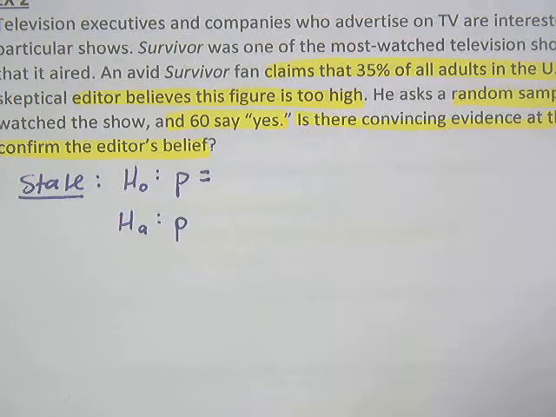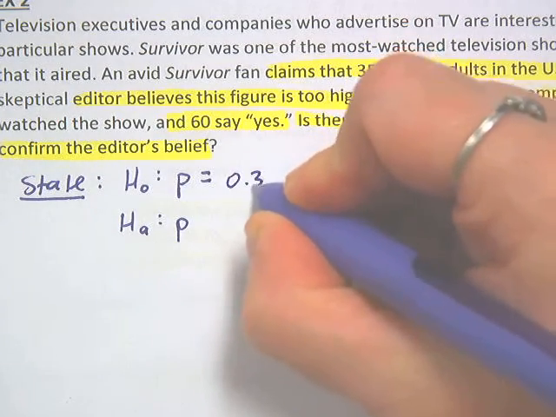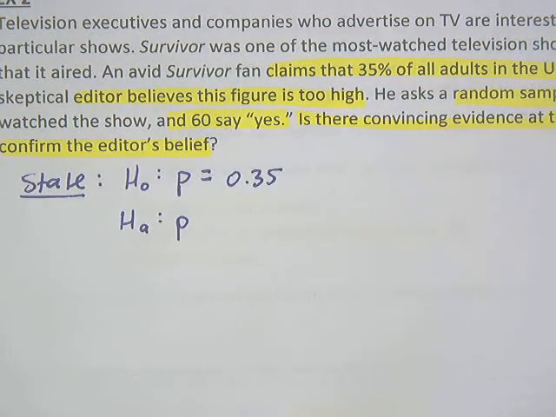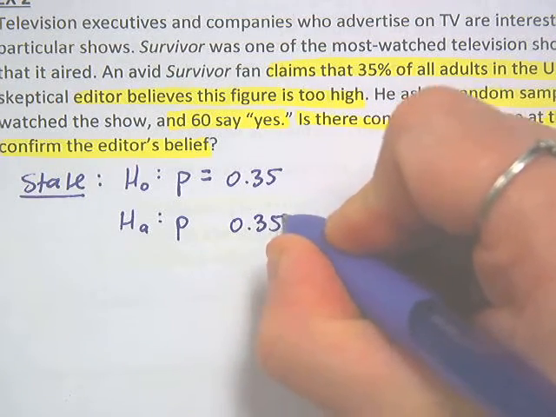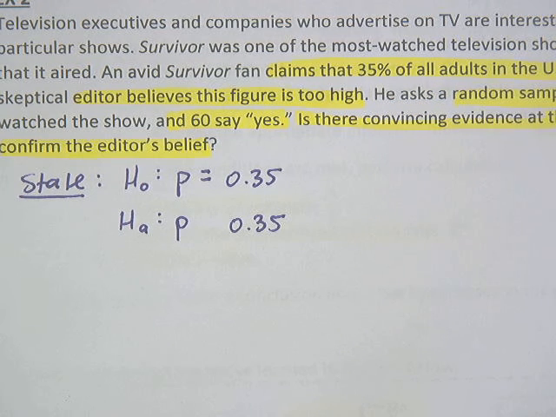There's a percentage in the problem, so it's a problem about proportions. That percentage shows up in the hypotheses. There's always an equal sign in the null. This one is not as obvious as example 1, as far as it doesn't say more than, less than.